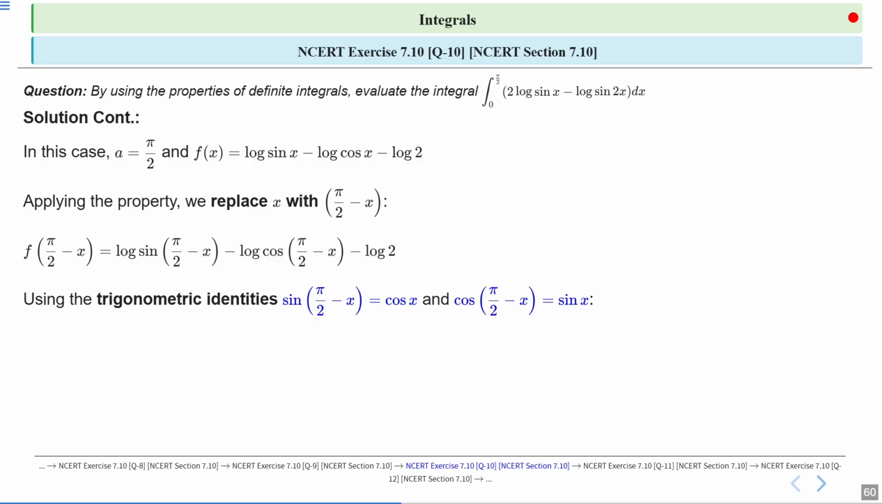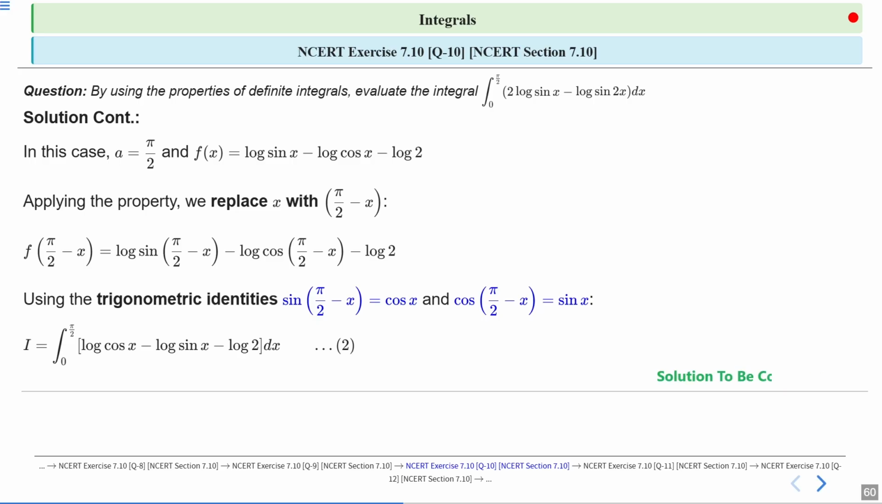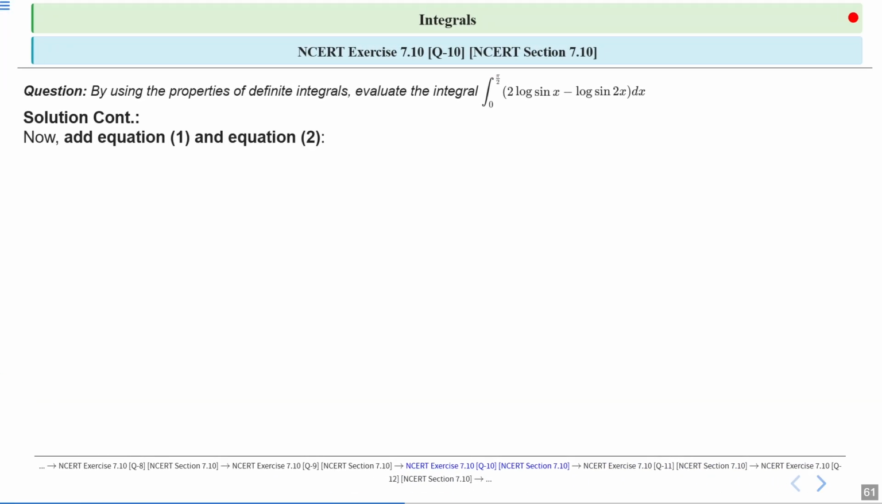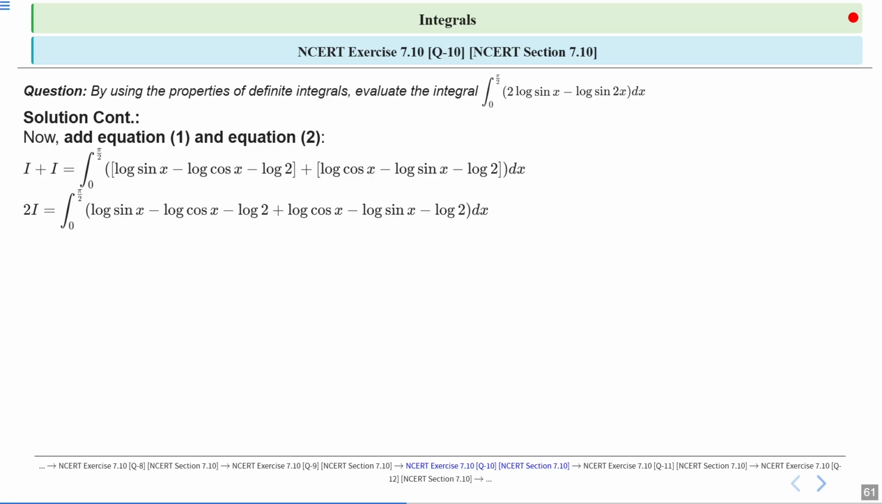As we know, sin of pi by 2 minus x is cos x and cos of pi by 2 minus x is sin x. So it becomes the integral from 0 to pi by 2 of log cos x minus log sin x minus log 2 dx. And this is equation number 2. Now we have two equations with I. So when we add equation 1 and equation 2, we get I plus I, that is the integral from 0 to pi by 2 of log sin x minus log cos x minus log 2 plus log cos x minus log sin x minus log 2 dx.